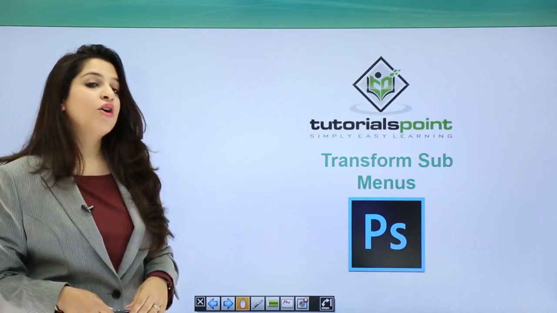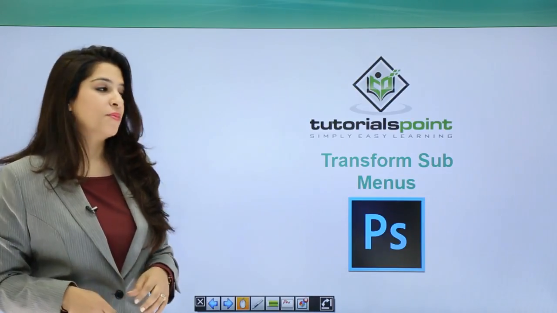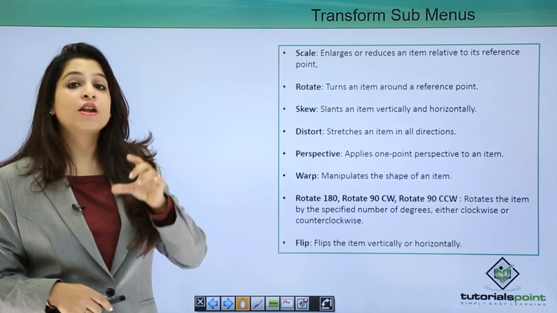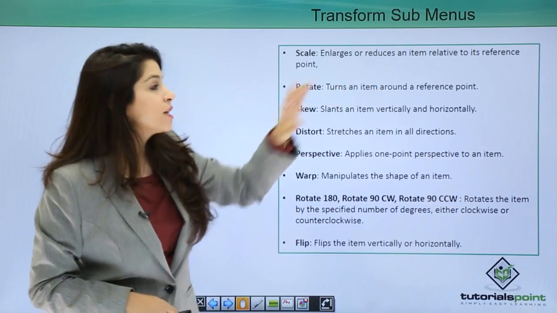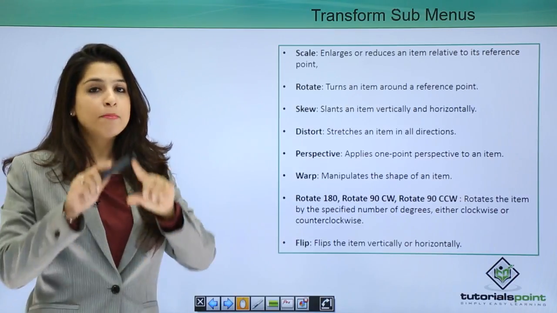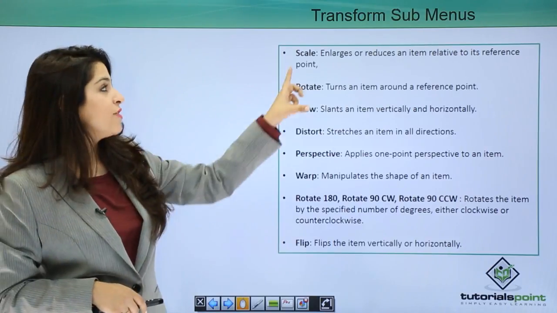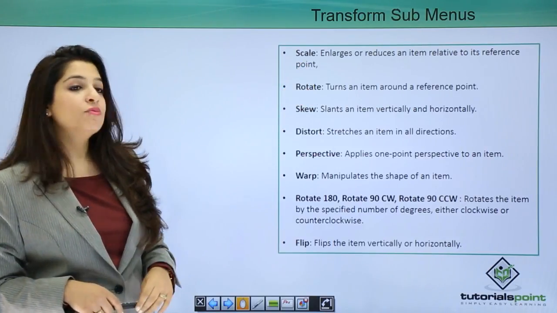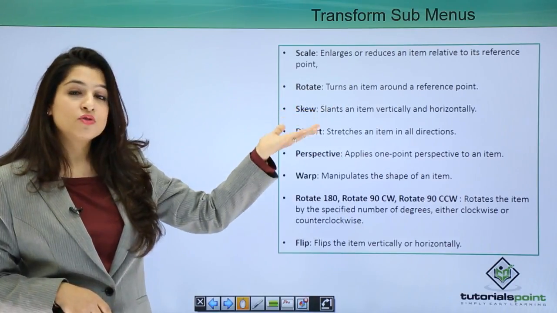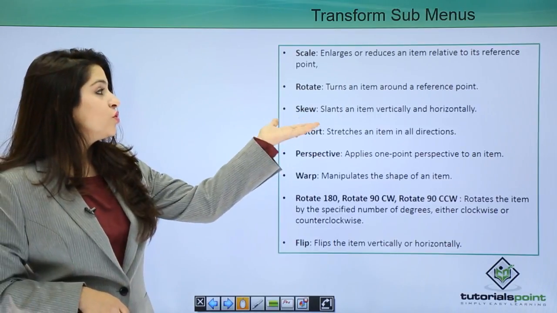So now let's move on to what are the various submenus in a transform. Scale. Scaling means nothing but enlarging or reducing an item. So whenever you click on scale and transform, you will have a bounding box around your image or selection, and then you can scale the object. You can also turn an object using the rotate submenu.